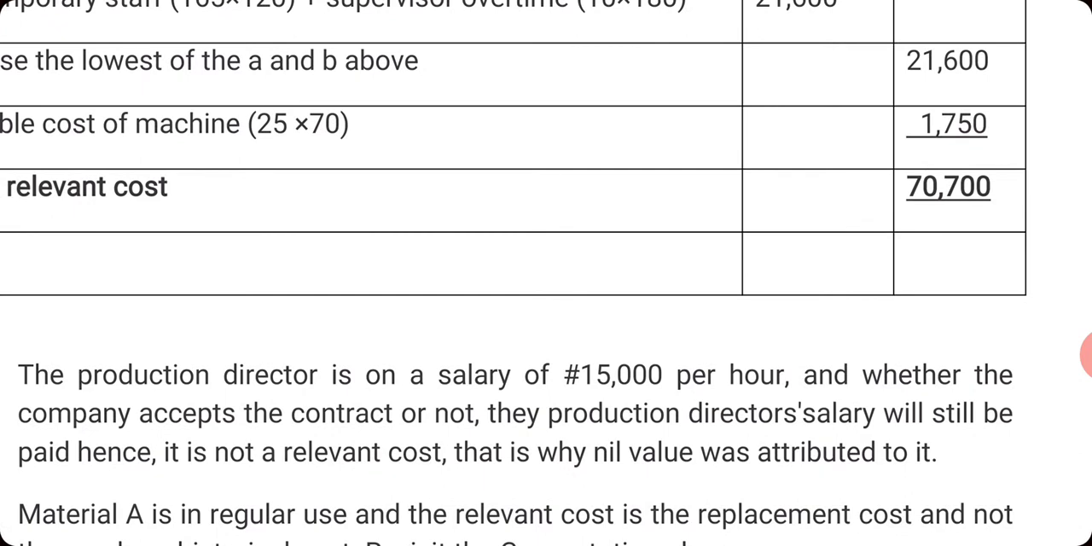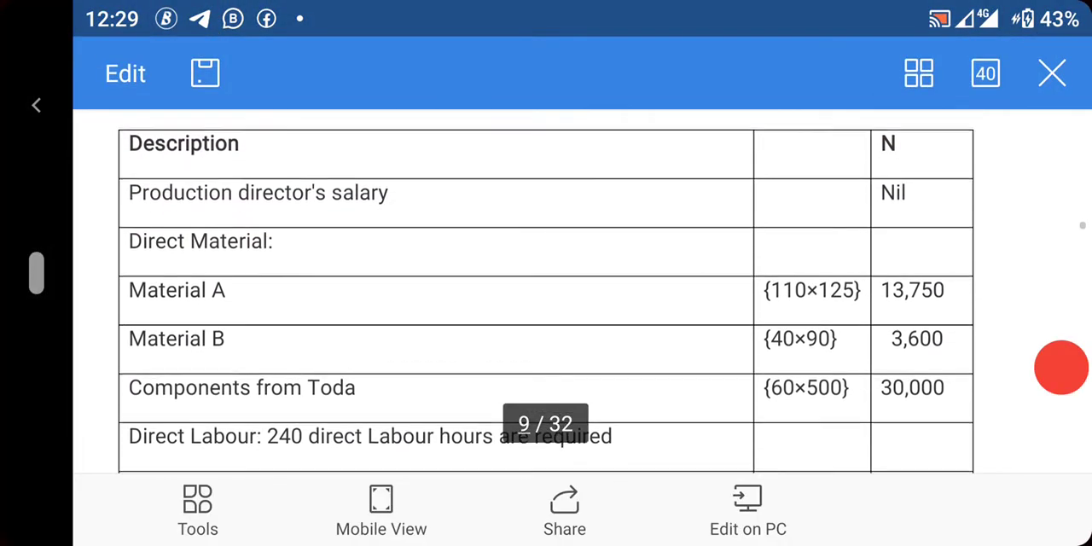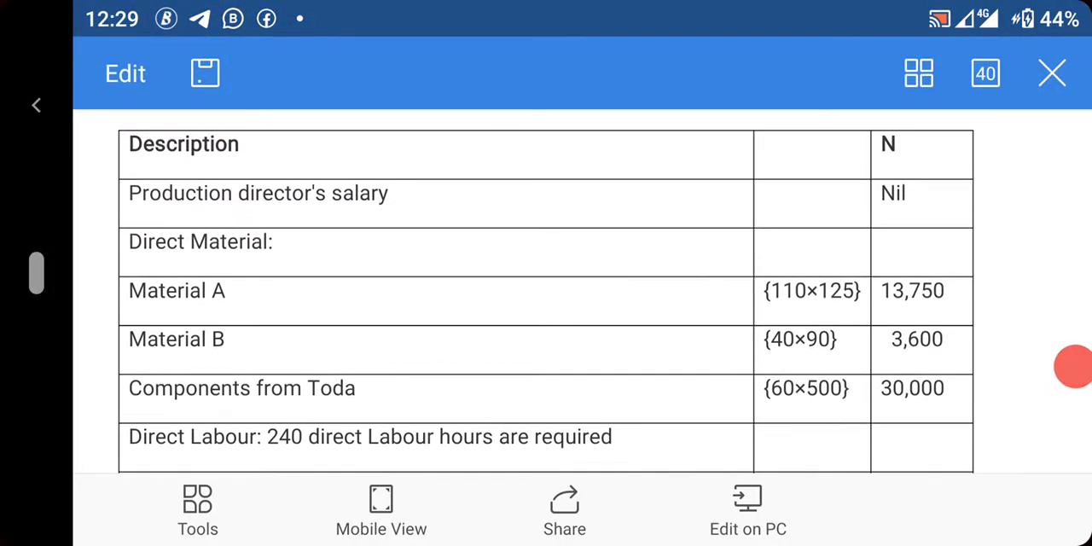Now, if you go to the solution, look at it. Production director salary is nil. And remember when I was telling you that when you discuss relevant cost and you look at salary, I said salary is not a relevant cost, because the worker will be paid salary whether he works or not. In fact, we can even stress him for working more for us, even overtime. Some companies do it, you work overtime, they will not pay you. I'm a testifier of this. So that is that for that.